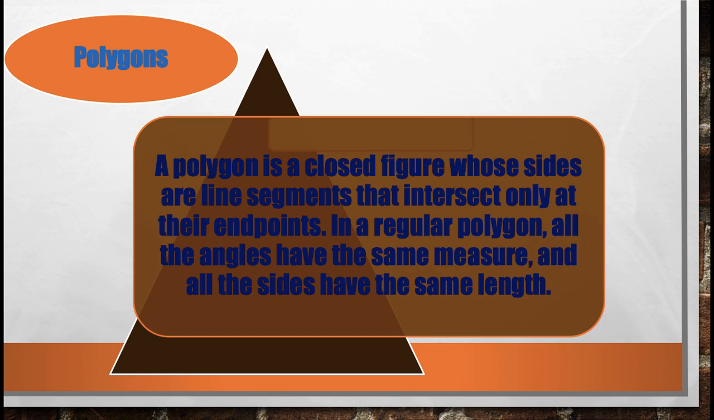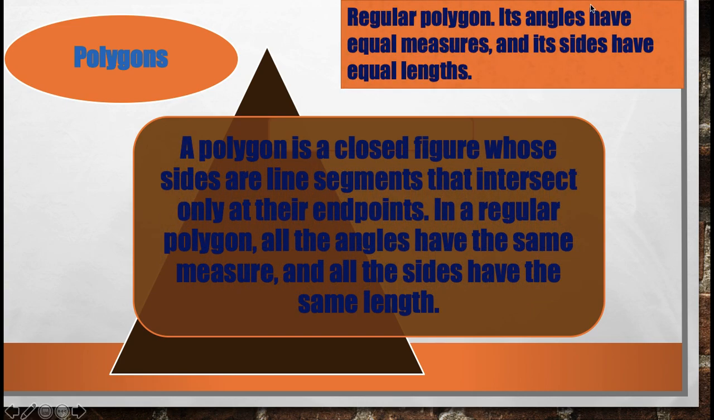Here I have to tell you about regular polygons. Regular polygons have the same measurements, that is, their sides and angles will be equal. All the sides and all the angles of a regular polygon will be equal. In a regular polygon, all the angles have the same measure and all the sides have the same length.